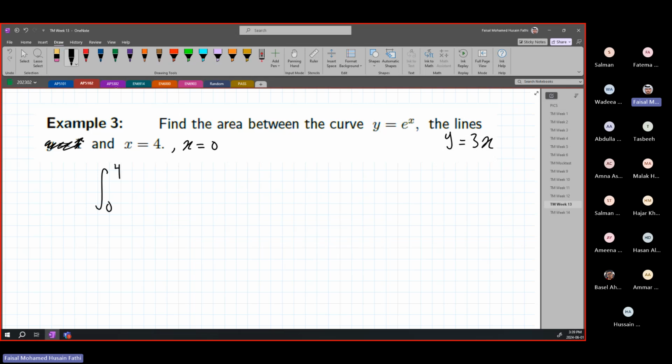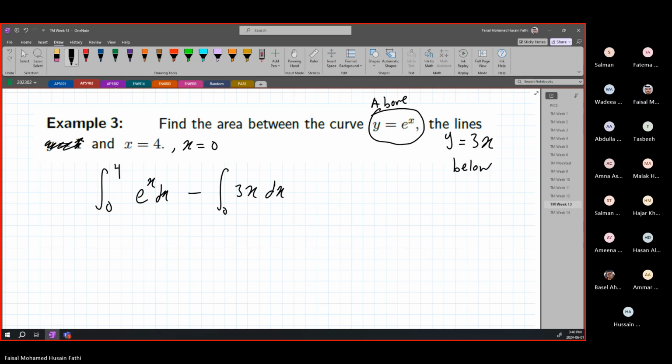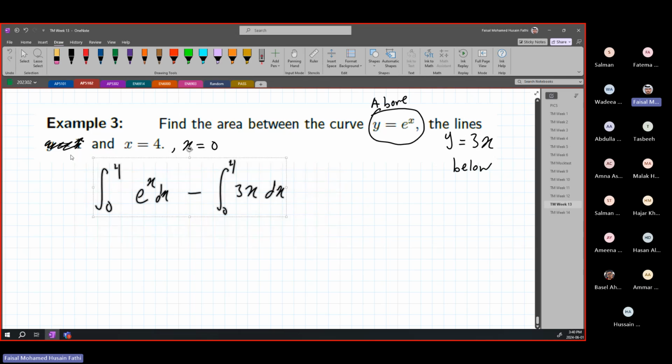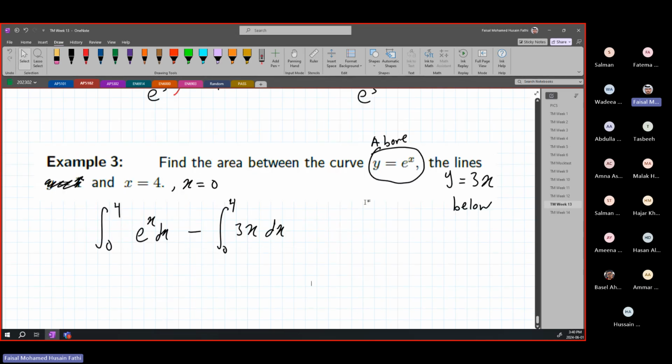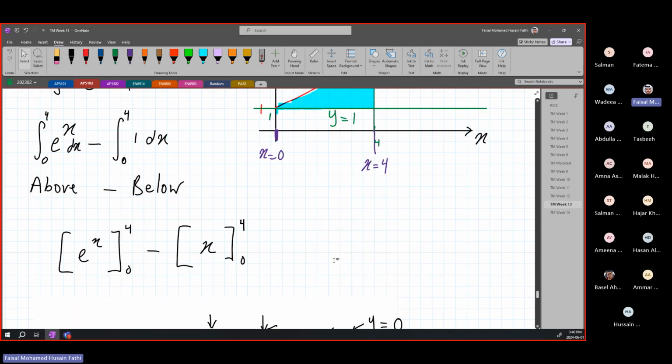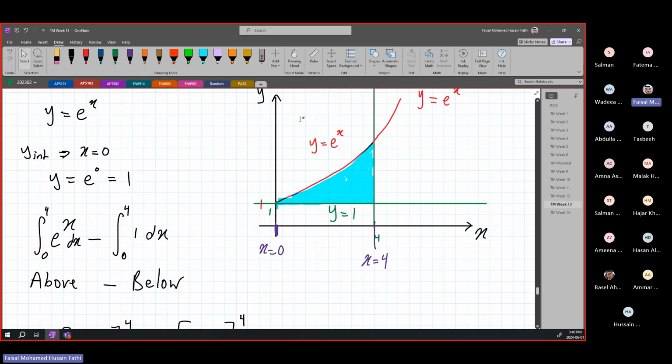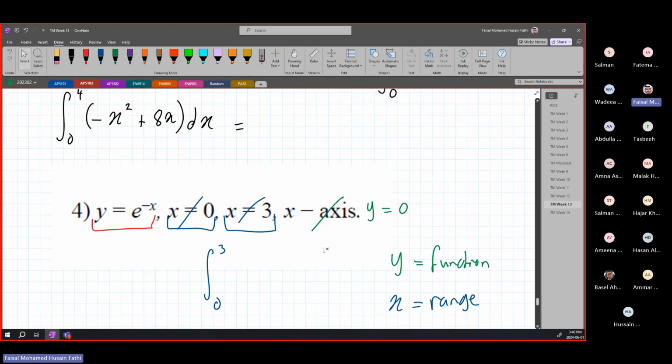We know that much. We know that the first y is going to be the upper one, okay? And I say that this is above. So it's going to be e to the power of x minus the other one. Let's say that this is below. The integration of 3x dx from 0 to 4. All right? I don't think they're going to complicate it this much, but the idea I want you guys to understand is whatever is above, if you are given the graph, in this case y equal e to the power x, you're going to subtract whatever is below, in this case y equal to 1, and that's pretty much it.